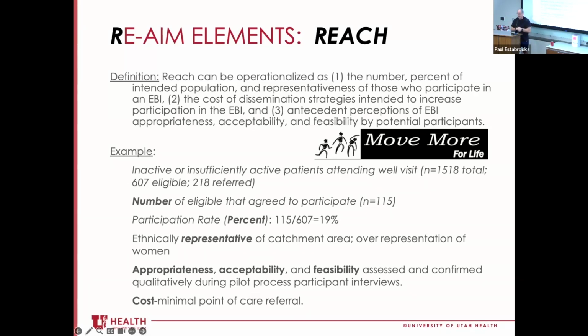And so I pulled out an old study that we had done where we had most of the information. We have the number, the percent, and representativeness. That's our standard RE-AIM evaluation parts. And then we assessed appropriateness, acceptability, and feasibility qualitatively through participant interviews about the program itself and how acceptable it was for them. And then we also tracked the cost. In this case, it was minimal because it was a point of care referral, so it was embedded within a primary care physician role.